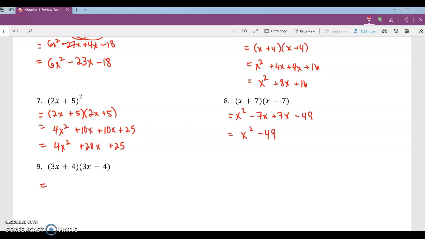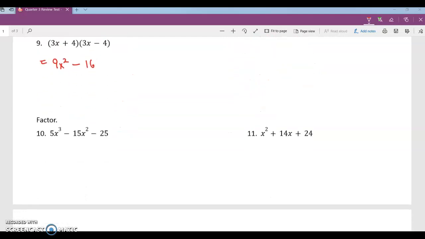Right? I can square the 3x. That gives me 9x squared. I can square the 4. That gives me 16. And it's a minus in between. So notice the results are differences of squares. That'll be important when we go the other direction and factor.